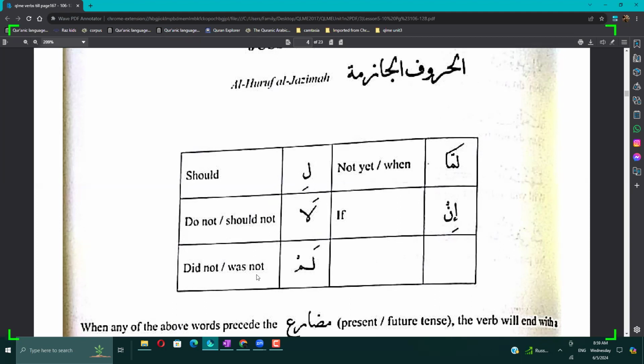So li is should. You all repeat after me. The words are li, la, lam, lamma, in, wal, and fal. You have to add those too. So li is should. This li we have, not or should not, right? And lam is did not or was not. And lamma is not yet or when. In is if. Okay. Lamma, in, wal, and fal.